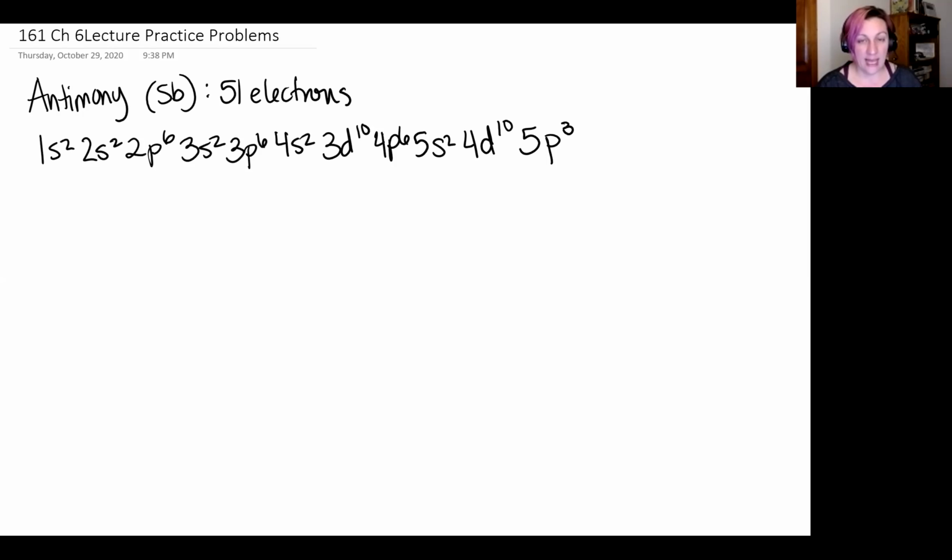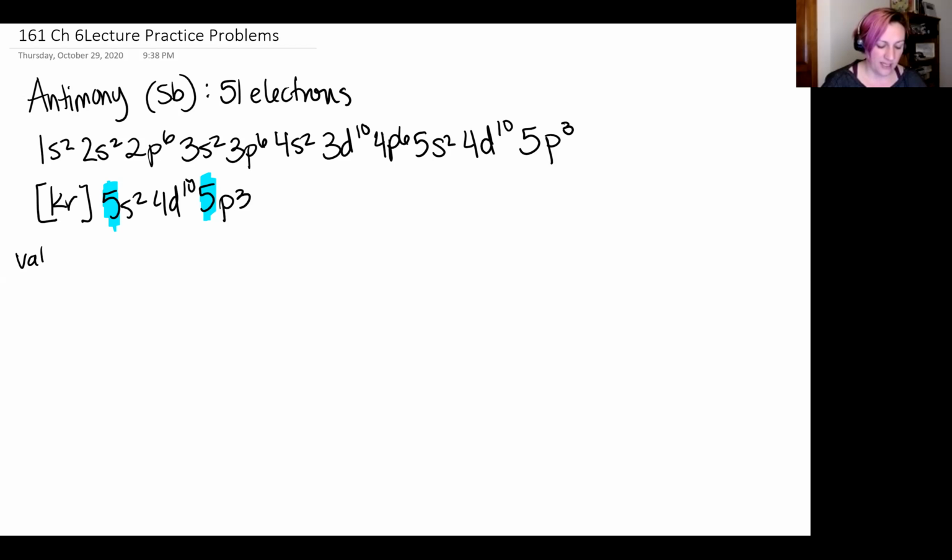If I want to abbreviate that, my closest noble gas is krypton, so I would write Kr for krypton, and then 5s2, 4d10, and 5p3. And if I wanted to do just my valence electrons, I would focus in on that highest n number, which is the 5. So my valence electron configuration would be, abbreviating krypton because otherwise it's really long, 5s2, 5p3. That tells me I'm going to have a total of 5 valence electrons, which is helpful when we do Lewis dot structures later on.